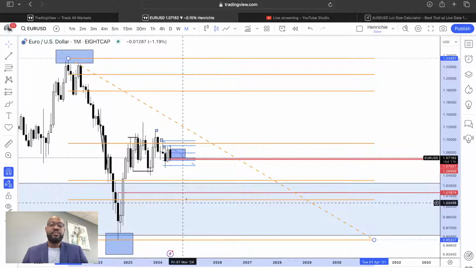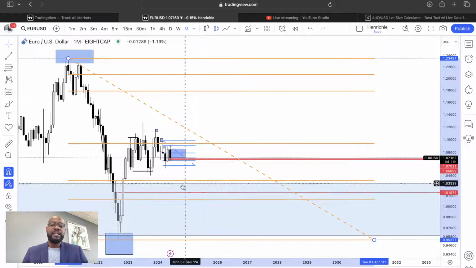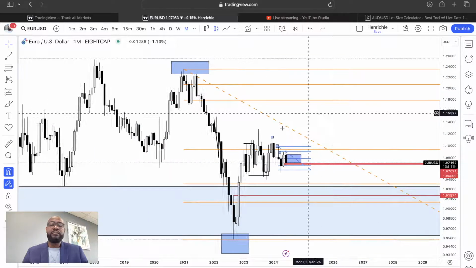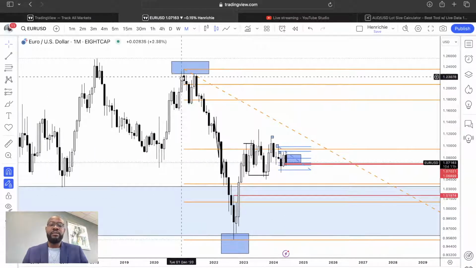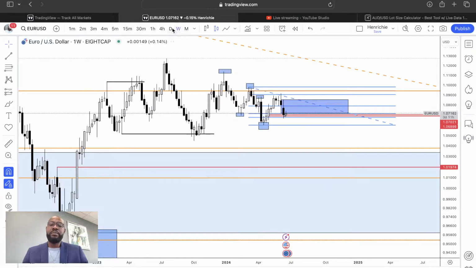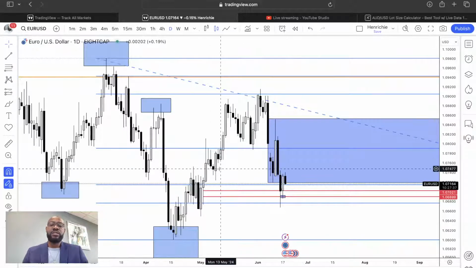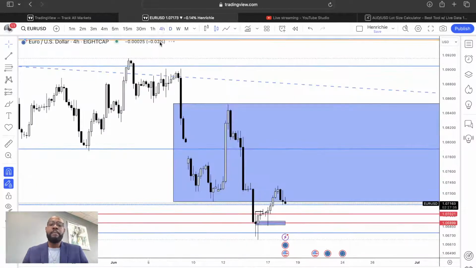But this is something to put into perspective. Anything can happen and price could be brought to this key level. And if that happens, it doesn't mean we're bearish. It only presents us with an opportunity to look for a major swing move to the upside.